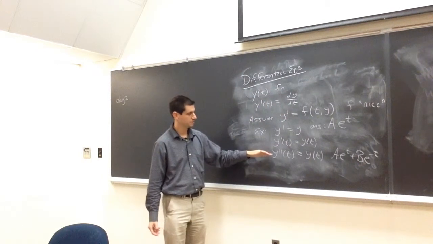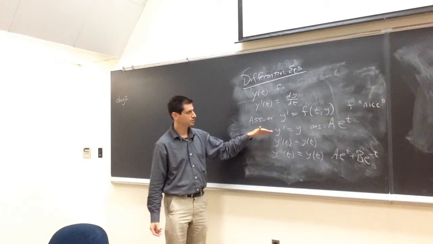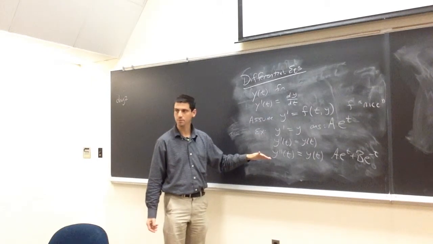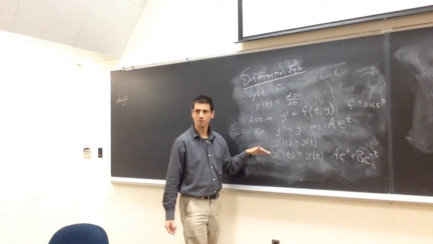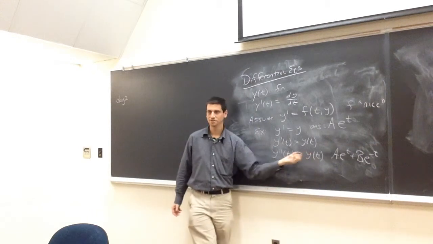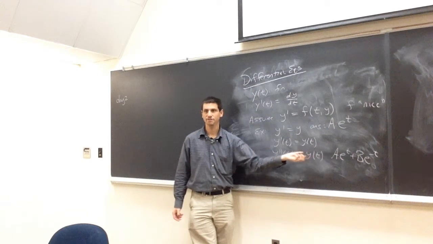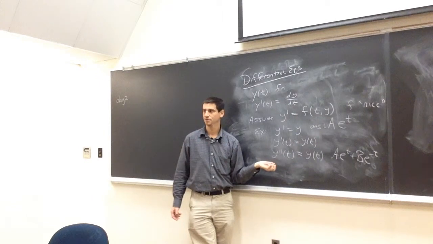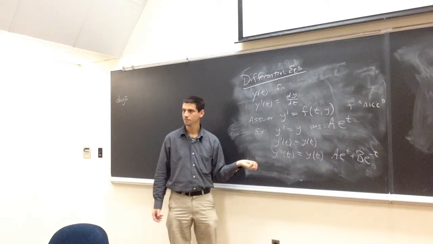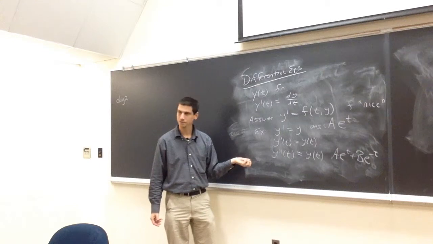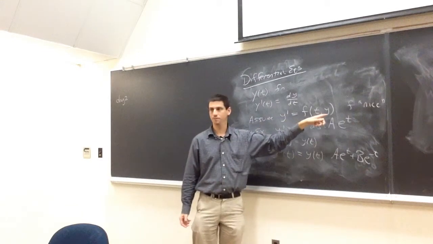What would f be in this case? So here f of t, y is just y. What would f of t, y be in this case? Is there any f that I can choose for this case? Third derivative. Not third derivative. Is this equation in this form?